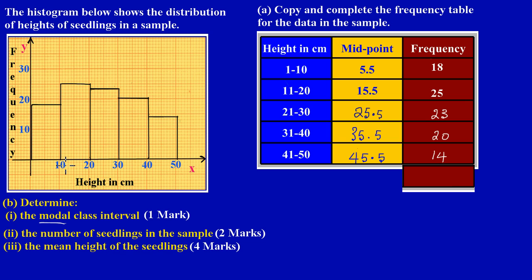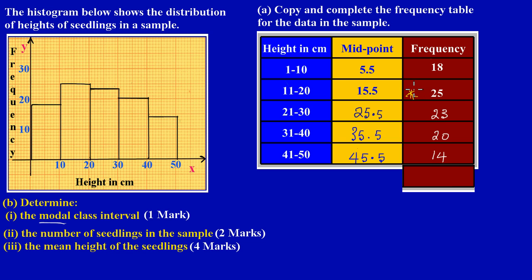Basically, when asked to find the modal class, since it's the class that occurs most often, I am going to go in my frequency column and just look at the numbers, and I'm choosing the highest value here in my frequency column. If you notice, the first value is 18, then 25, 23, 20, 14. Now basically I am looking for the highest value, so obviously the highest value in my frequency column would be 25. So let's just mark that value. That's the highest value because I'm finding the mode.